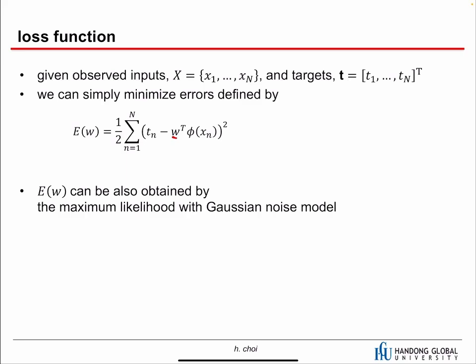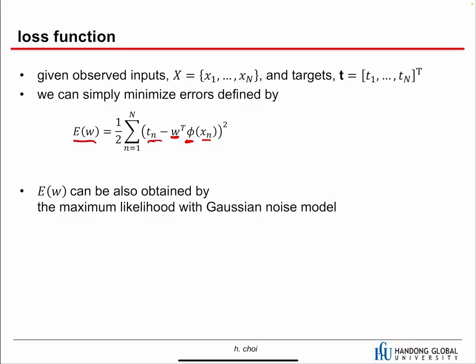Given the observed input x and the target t, we can simply minimize errors defined by this. So this will be our loss function. We want to minimize this one, which means updating this parameter w. Let's assume that this nonlinear function is given. We can use Gaussian functions or sigmoidal or polynomials from the previous slide. So this one is fixed, and xn is given and tn is given. So w is the parameter that we have to train. By updating this w, we want to minimize these errors.